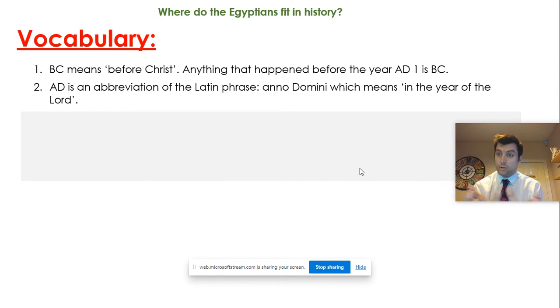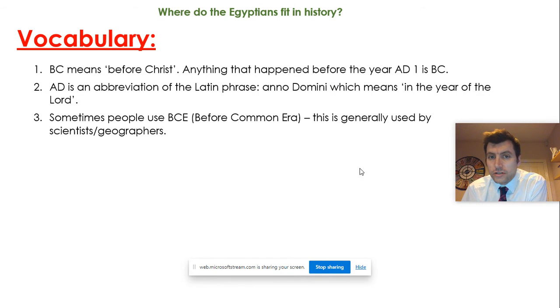AD is an abbreviation. An abbreviation is a shortened version of a Latin phrase. So Latin was a language that some people still speak today because they learn it. However, it is not widely spoken. Hundreds of years ago, it was widely spoken in much of the world, especially in Europe. So AD is an abbreviation, a shortened version of this Latin phrase, which means Anno Domini, which means in the year of the Lord. And that means the period after the birth of Jesus, according to Christians.